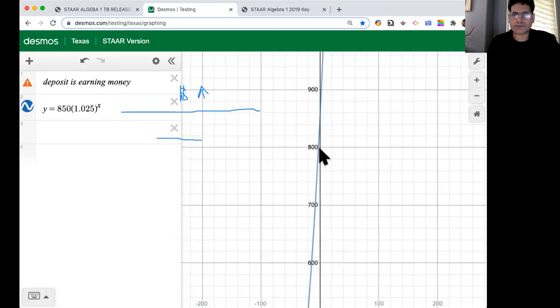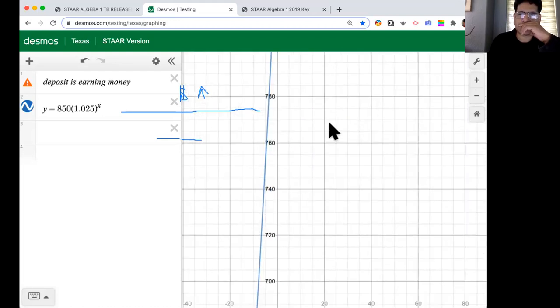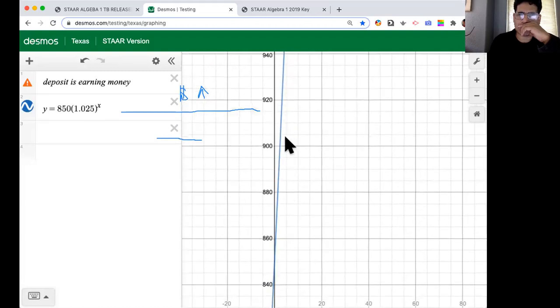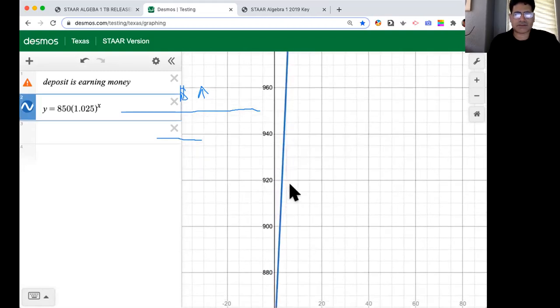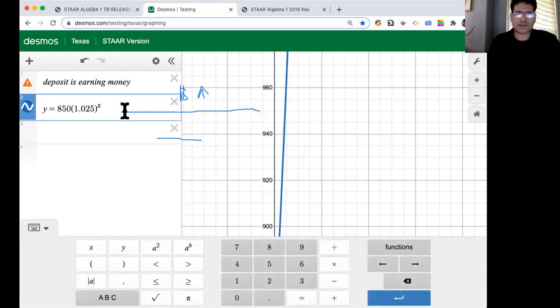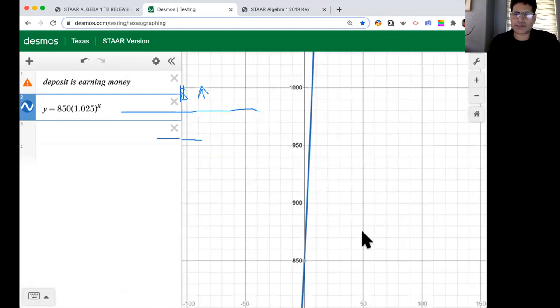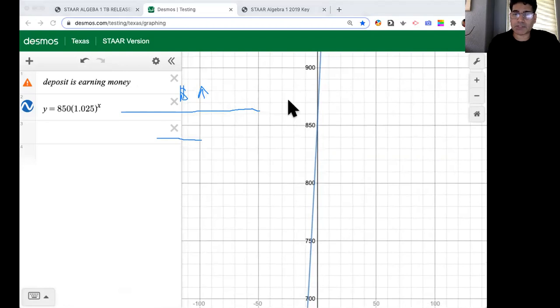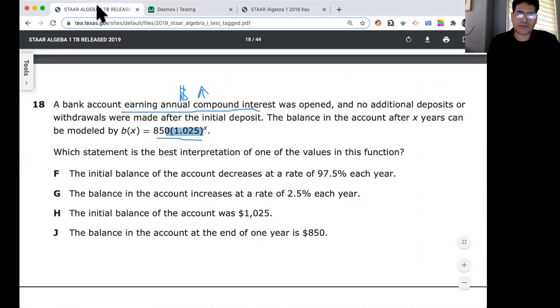It's over here. Okay. 850. Right, 850. And I guess this is the interest. I guess that's the interest. So it's making money, it's going up. So let's see how that helps us. All right. So the initial balance of the account decreases at a rate of 97.5% each year.